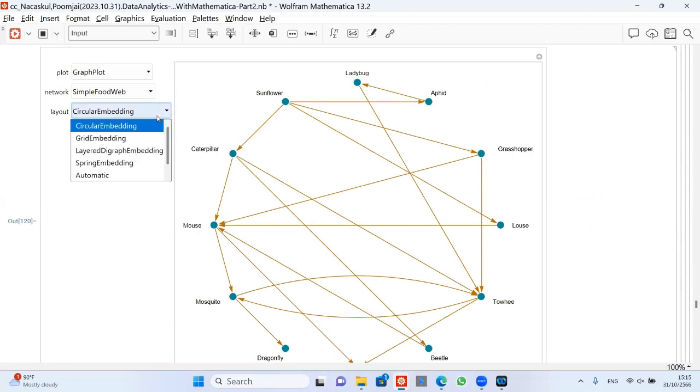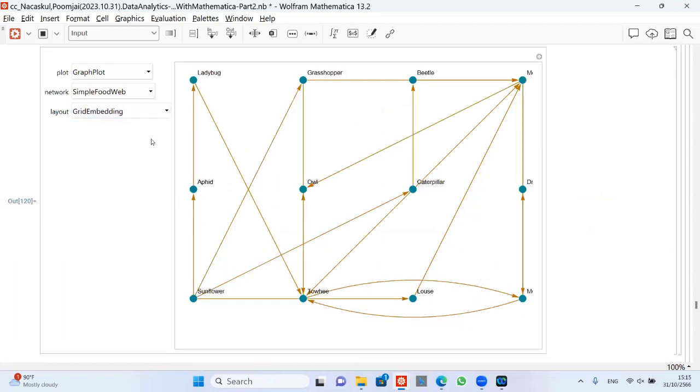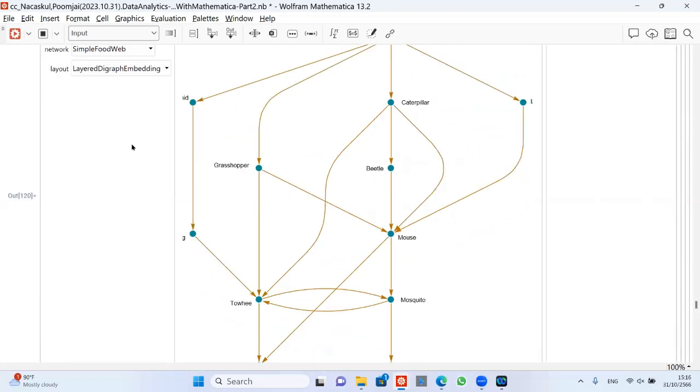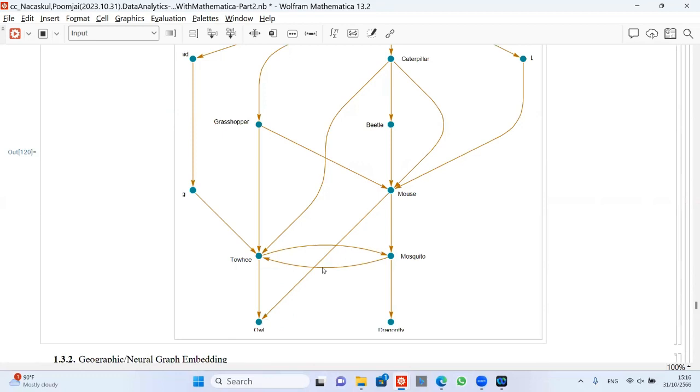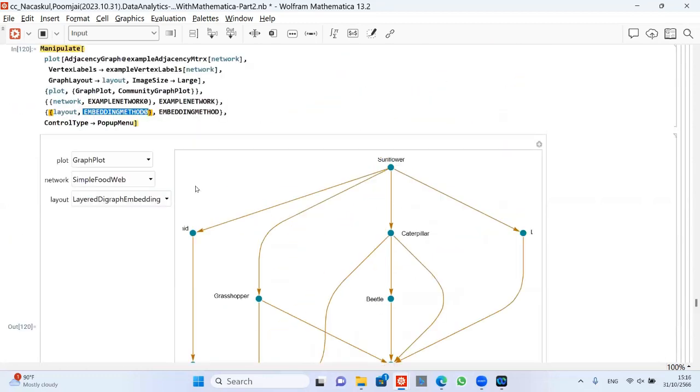Now, I don't like circle, I like rectangle. So I put in a grid. Fine. It still has the right relationship, right? There's still Chewy and mouse eat each other. I change it to layer digraph. Okay. Maybe this one is a little bit more clear, right? More structure. It's kind of like layered going down, and this thing eats each other.